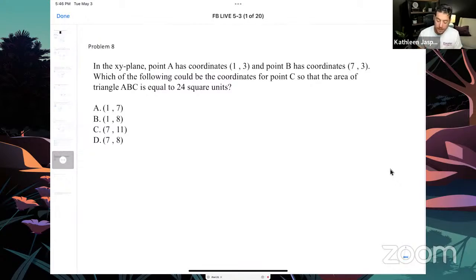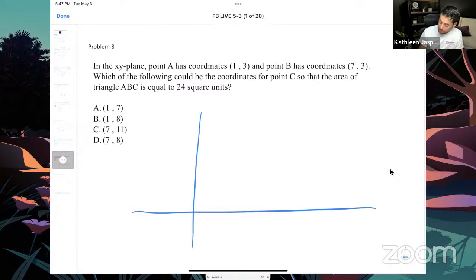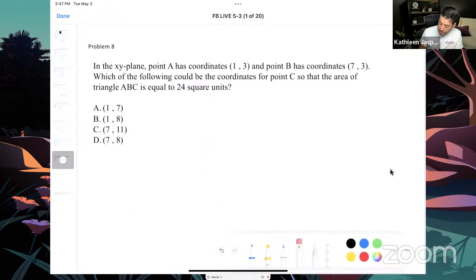Depending on what math you're taking and you get this type of problem, they're talking about the coordinate plane. And so let's just go ahead and draw a rough idea of what they're talking about, because it's always easier to deal with a picture. So here is our coordinate plane.